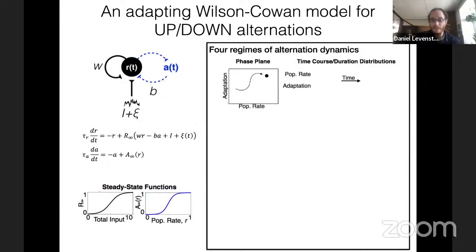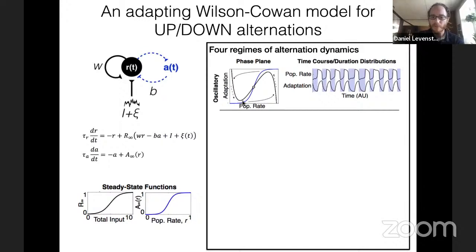And so what we find when we do an analysis of this model is that we have 4 distinct regimes of alternation dynamics, which I'm going to show you 2 ways. Once on the left with the phase plane, so the dynamics of the model are represented as trajectories in the phase plane. Fixed points will be these solid circles. And I'm also going to show you the time course, where the dynamics of the population and the adaptation are shown over time.